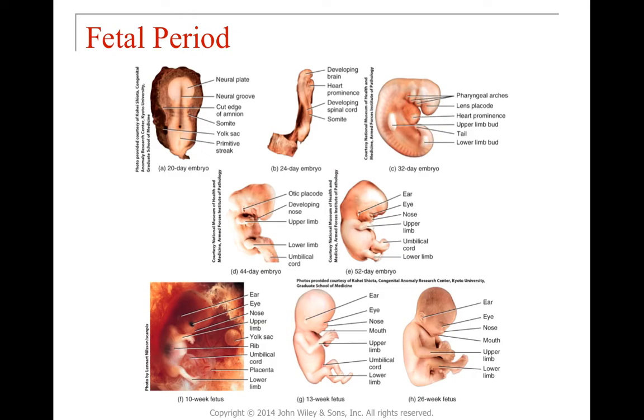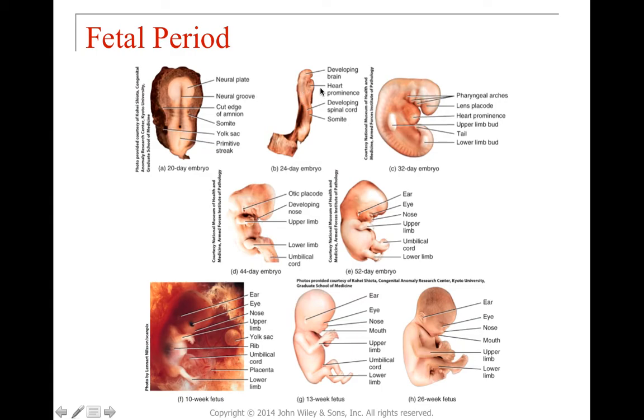So this is showing you the 20-day embryonic stage to the 24-day to the 32-day, etc. So as we're working our way forward, here we are just getting to the point where we have the orientation. We have the neural plate, the neural groove. We still have the yolk sac feeding, so we have not even created the placenta.